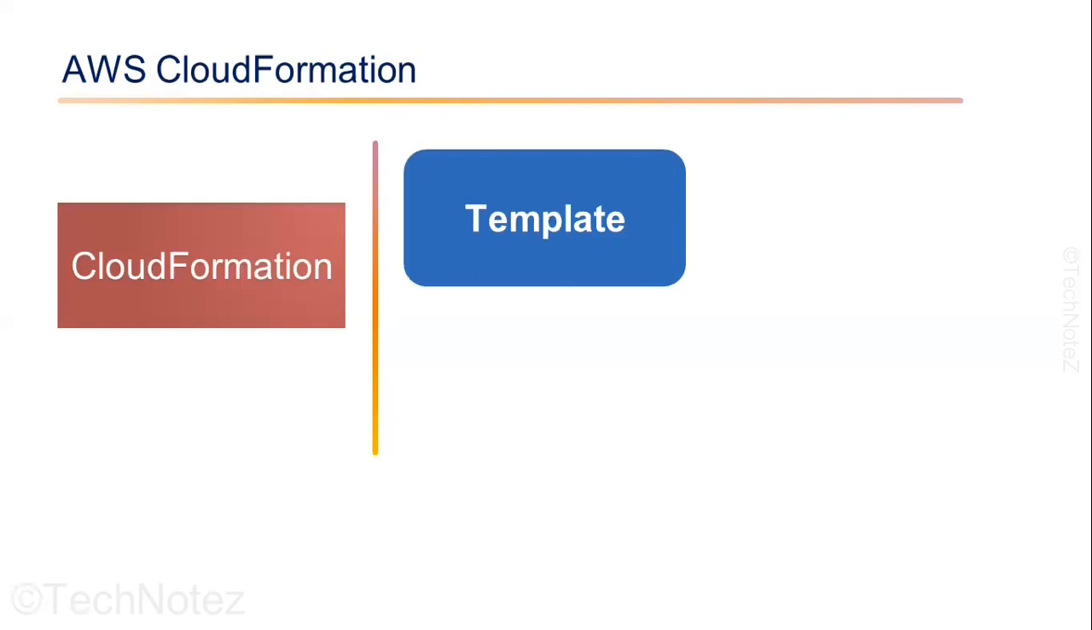Templates are used to create, update, or delete a stack, which is a collection of resources that are provisioned together. Templates include resources like EC2 instances, load balancers, RDS databases, and many more. You define the resources in templates, and CloudFormation creates those resources for you.